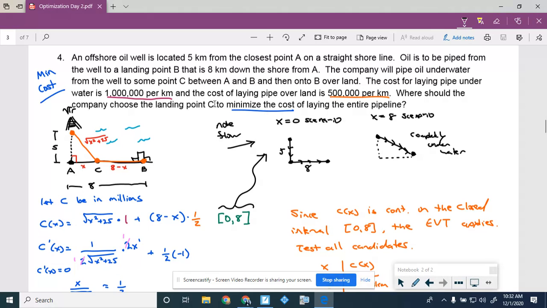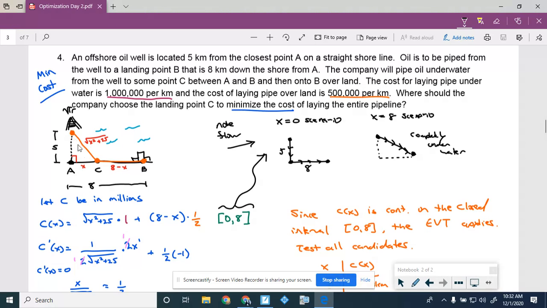Well, they gave me some rates here. They said it's going to be $1,000,000 per kilometer to lay the pipe underwater, and $500,000 per kilometer to lay the pipe over land. So watch what I do here. Let's think about this for a second. Let's just say, for argument's sake, that the length of the pipe underwater was 2 kilometers. It's not, but let's say it was. Well, then how much would it cost to lay? And hopefully you're saying 2 million. You're like, well, how'd you figure that out? Well, if it's $1,000,000 per kilometer and you have 2 kilometers, it's just going to be 2 times 1,000,000, right?